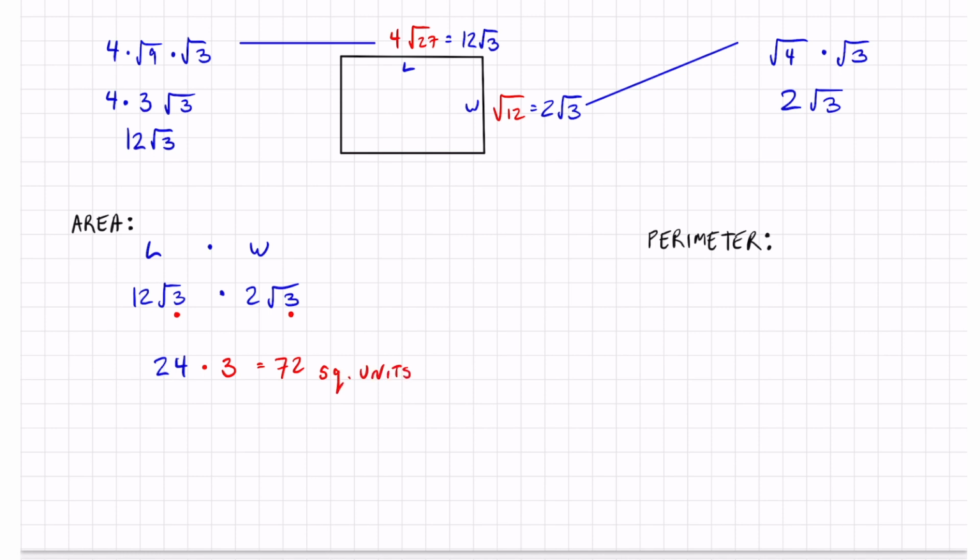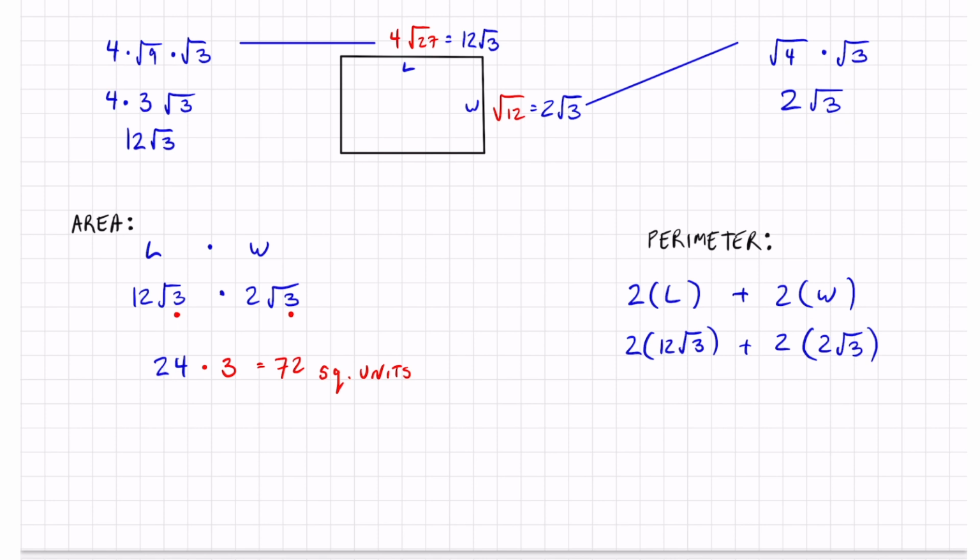Last question, let's go to perimeter. To find the perimeter, it's just twice the length added to twice the width. Plugging in our simplified versions of our length and width, we'll get something like this. 2 times 12 root 3 plus 2 times 2 square root of 3.